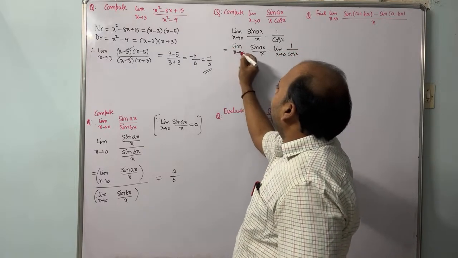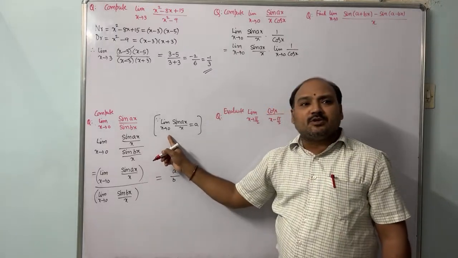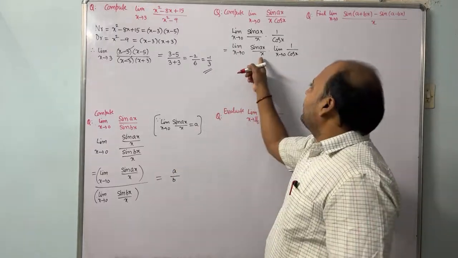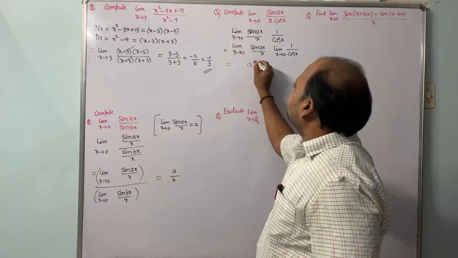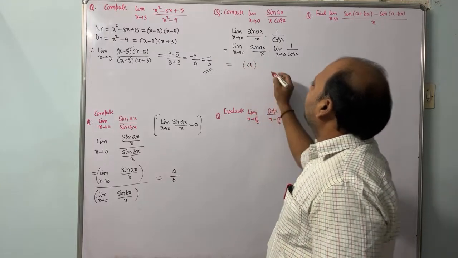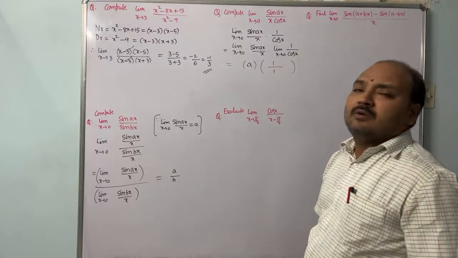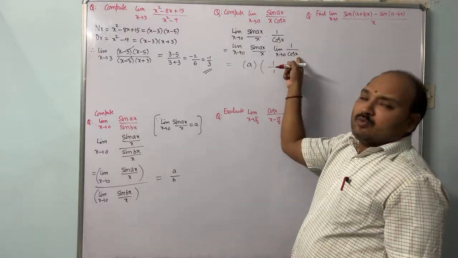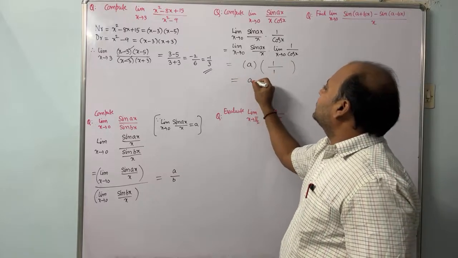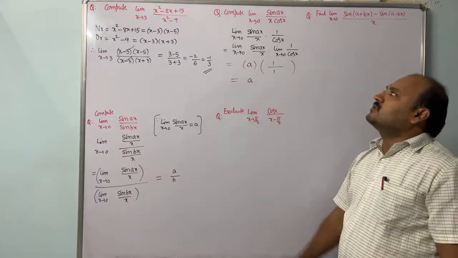We know by using standard results, limit x tends to 0 sin ax by x, even here also it is there, no? So this answer is equal to a. X is equal to 0, substitute: 1 by cos 0, value is 1. X is equal to 0, cos 0 value is 1. So a into 1 is a. We got this answer.